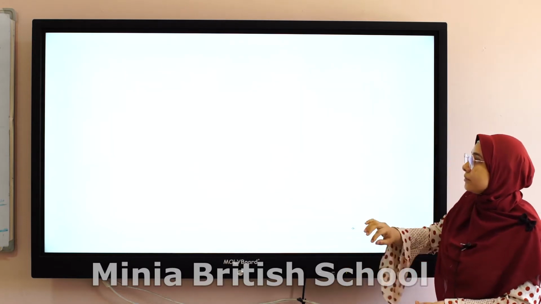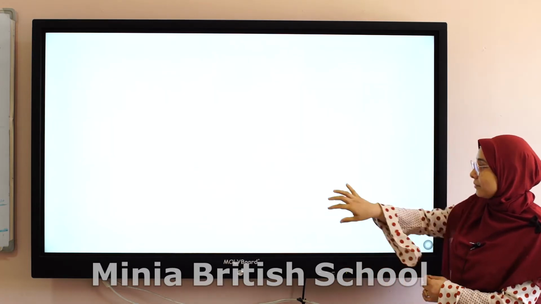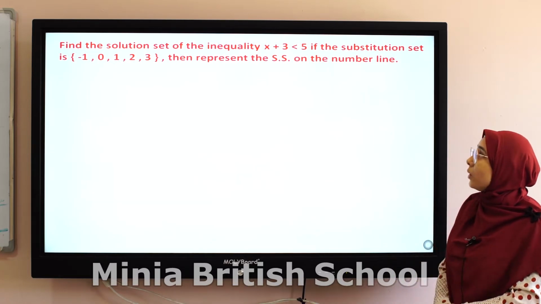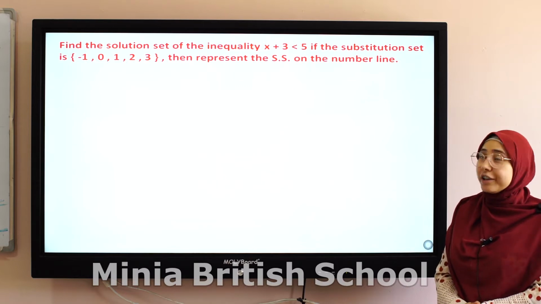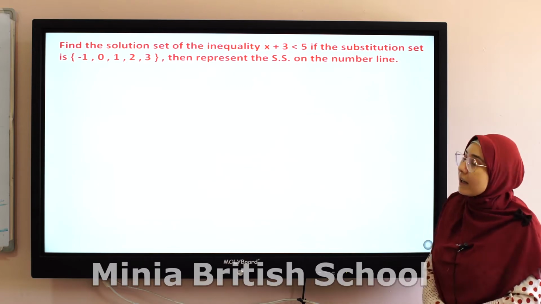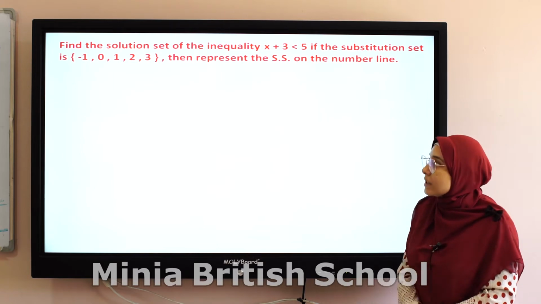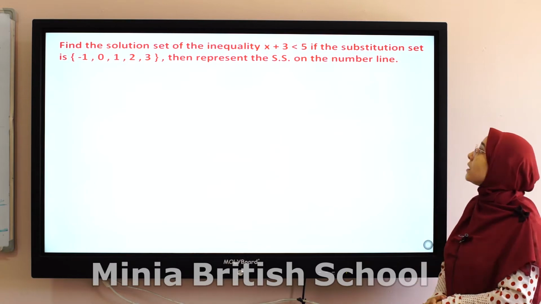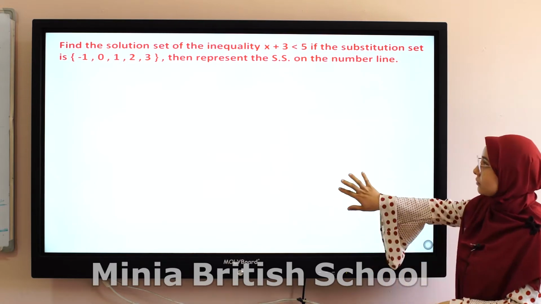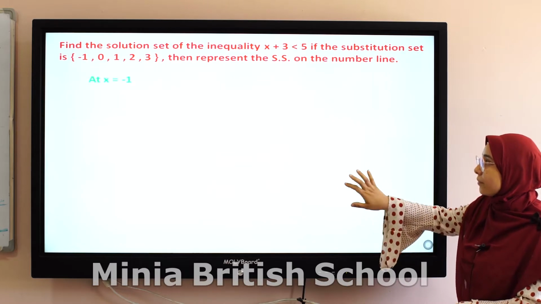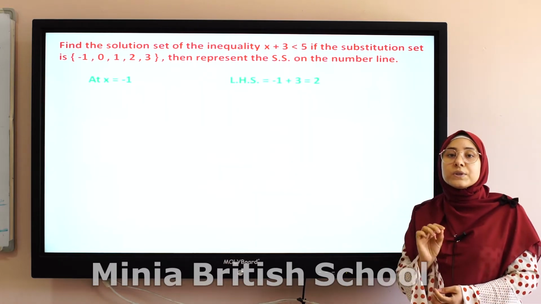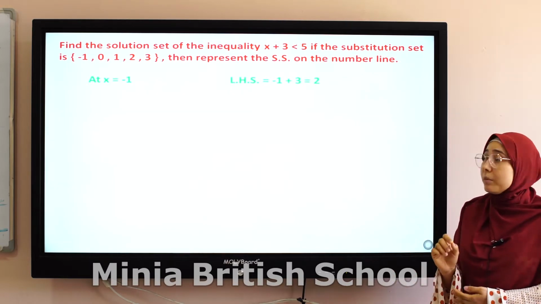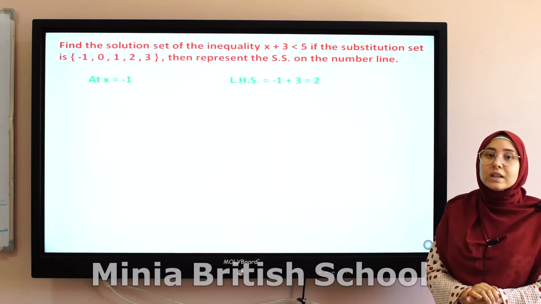For example, find the solution set of the inequality x plus 3 less than 5. If the substitution set is the set of elements -1, 0, 1, 2, 3, then represent the solution set on the number line. First, substitute for the value of x by each element in the substitution set.